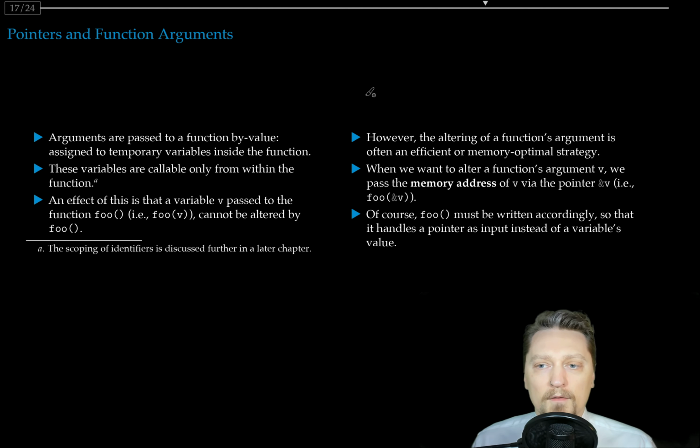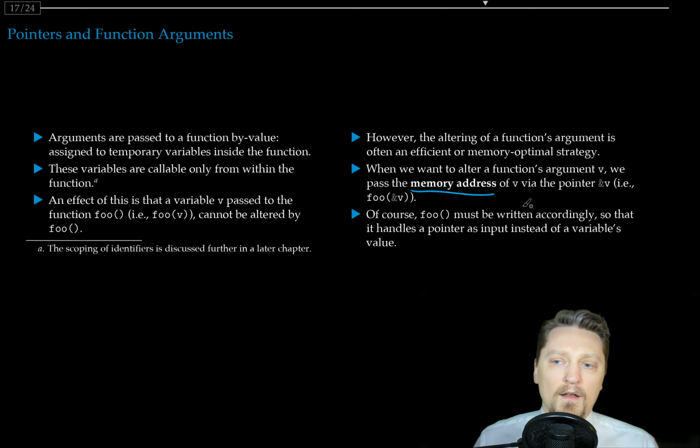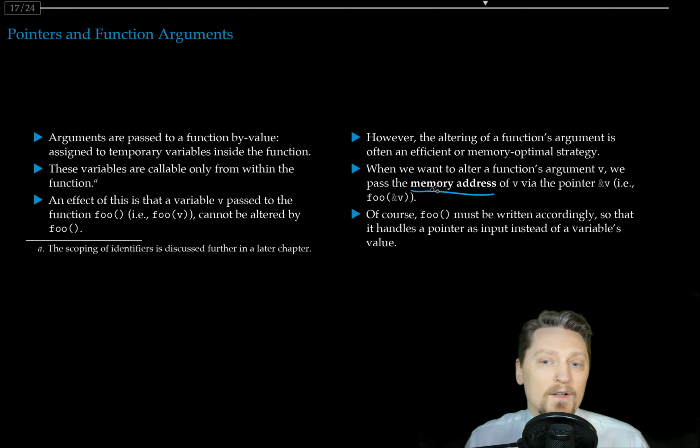However, the altering of a function's argument is often an efficient or memory optimal strategy. Whenever we want to alter a function's argument v, we pass the memory address of v via the pointer address, or ampersand v, i.e. foo of ampersand v, and then of course we have to write foo to expect a pointer as its argument and not a value. We could dereference that pointer inside to find the value of v, and then we can assign to that pointer's address inside of foo.